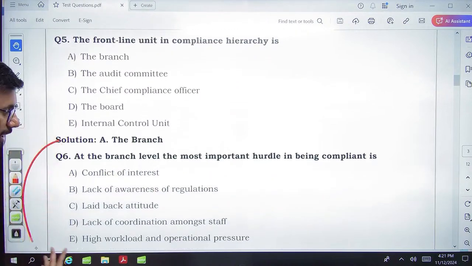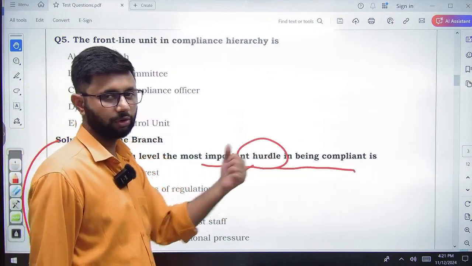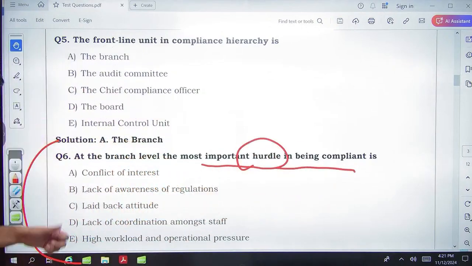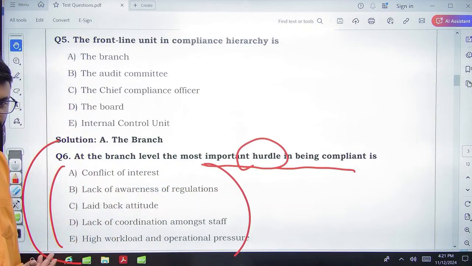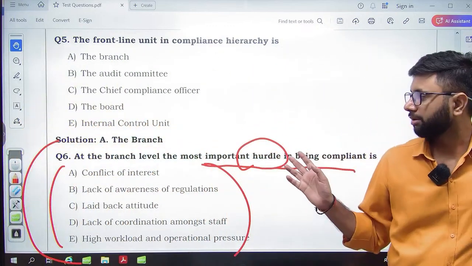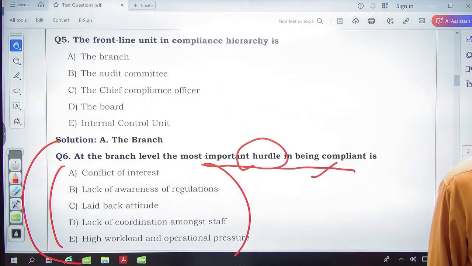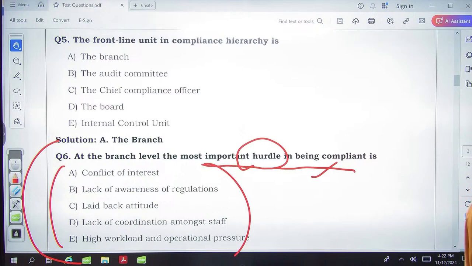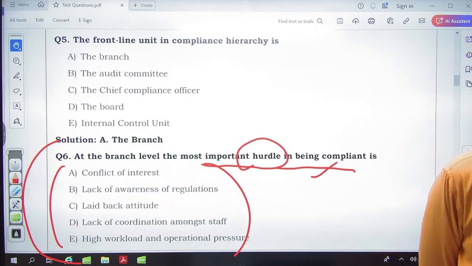At the branch level, the most important hurdle in being compliant is what? What do you think? In this you can also use elimination methods. What is the biggest difficulty at the branch level in following compliance? Sixth, what do you think is the correct answer over there?